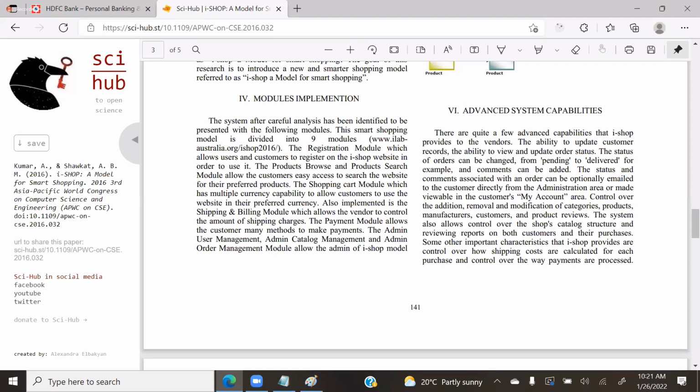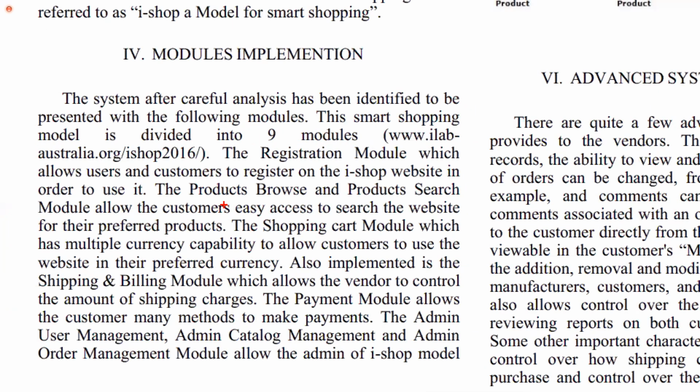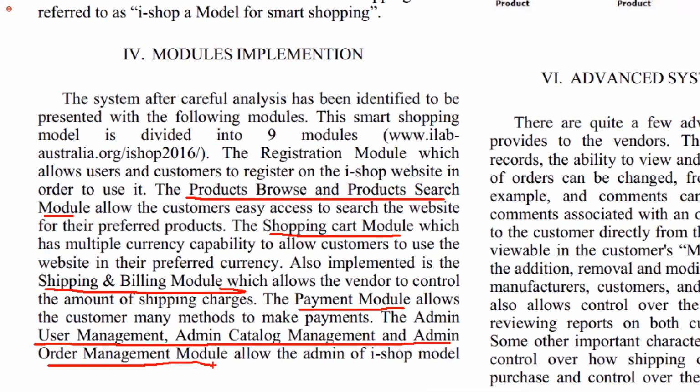You can see the products browse and products search module. That is one module. Then the shopping cart module, shipping and billing modules, vendor control related, actually the payment modules. You have admin user management, admin catalog management, and admin order management modules. These are all the modules.